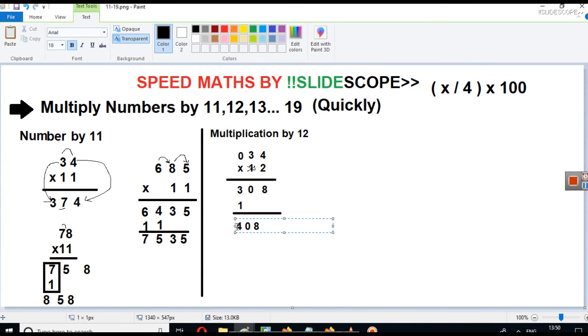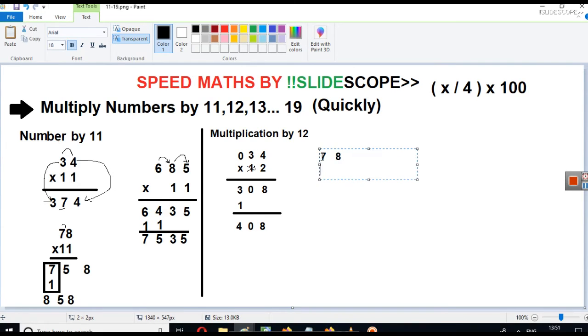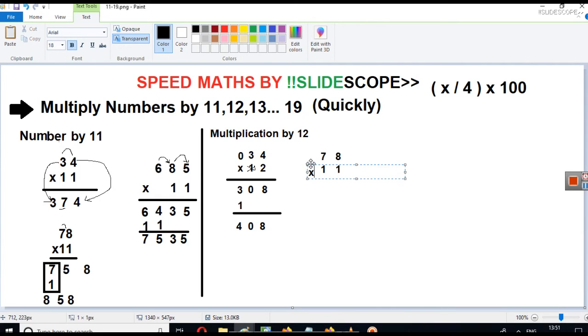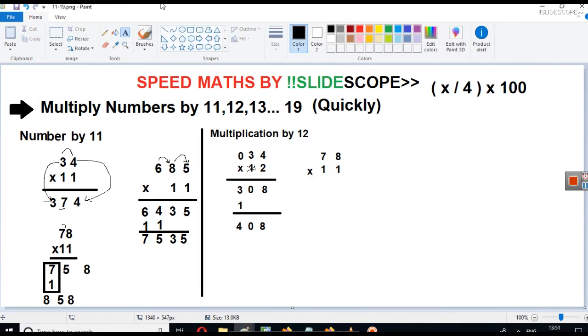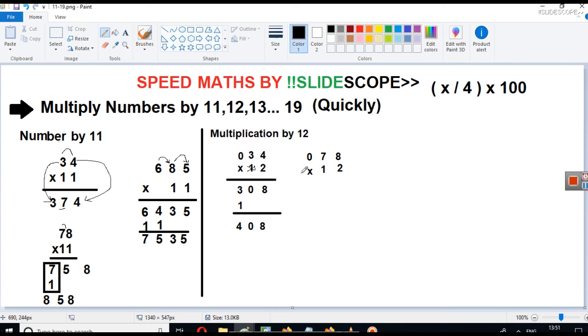As simple as that. So it took some time while explaining it to you, but when you do it on your own, take any particular number and try to multiply it by 12. So let's take this number 7, 8, 1, 1. So as I told you, we have to multiply it by 12 this time. So put 0 here because it will make no difference. Forget about 1.